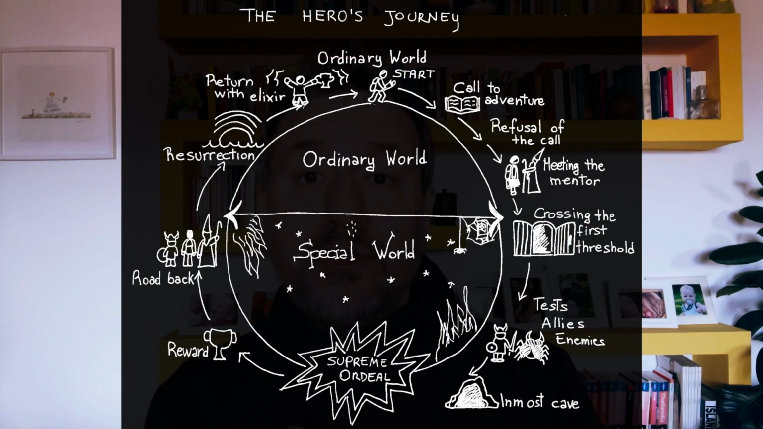Step 11 is called resurrection. In the climactic final test, the hero proves their growth and transformation. This symbolic resurrection shows their ability to overcome their greatest fear or enemy, emerging as a new person.